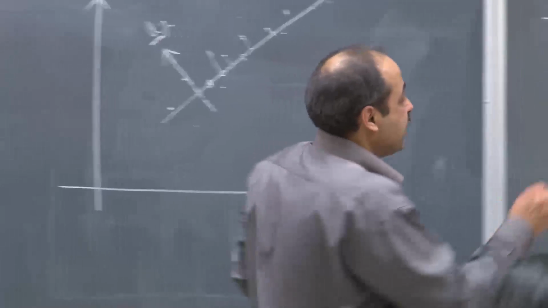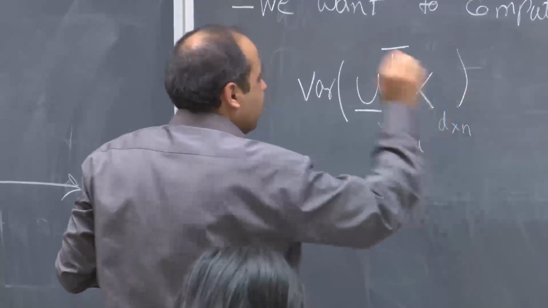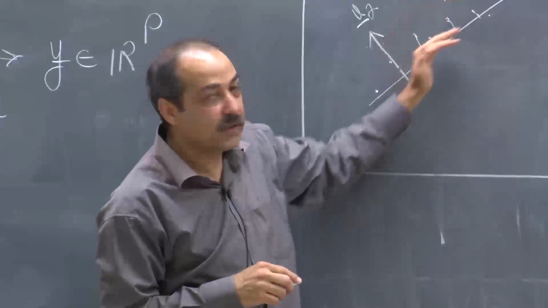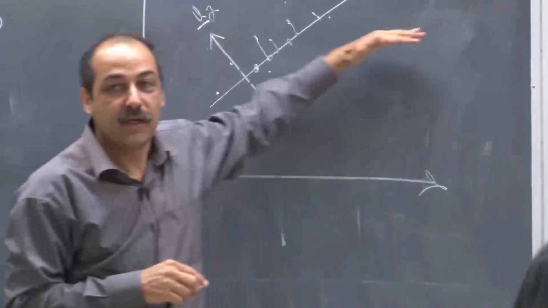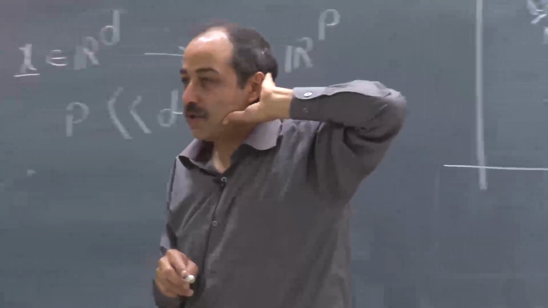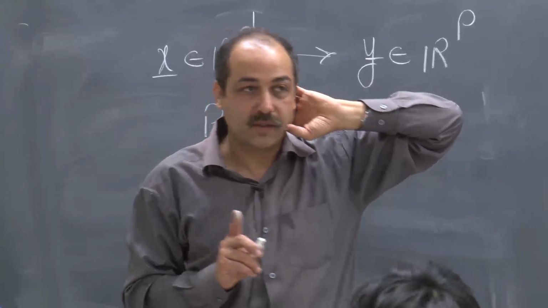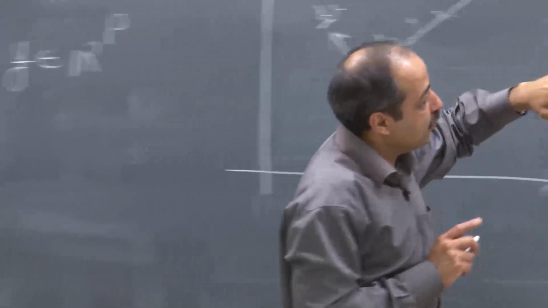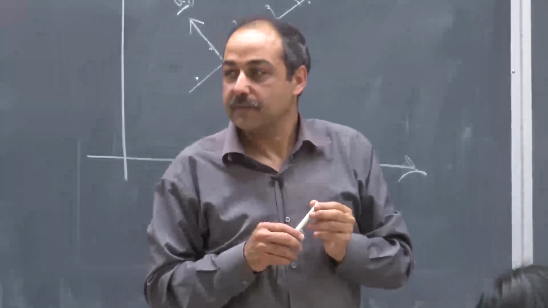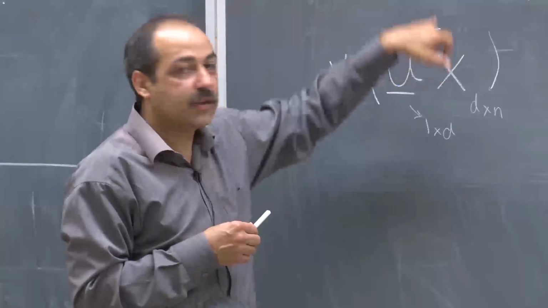But what I'm interested in is the variance of points after projection. So I project all of these points in this direction, then I'm looking at the variance of these projections. Because I'm looking for U. U is unknown. Don't forget that U is unknown. I'm looking for U that maximizes this variance. Okay. So what would be the variance of U transpose X?